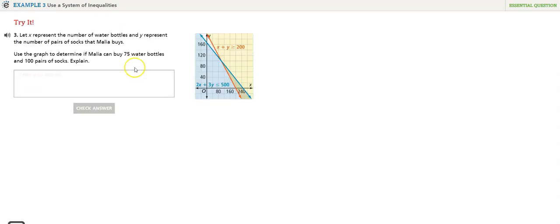All right, so now you're going to give this a try. So we have the same problem, we have the same graph, and they even gave you the inequalities here so that you can see them. But you're going to go ahead and use this graph to determine if Malia could buy 75 water bottles and 100 pairs of socks to meet her criteria. Remember, yes, I can plot the points on my graph to see if that's correct. Because this is such a small area, it might be helpful for you to actually use these as points, X and Y, and to sub them into my inequalities to see which one would work.